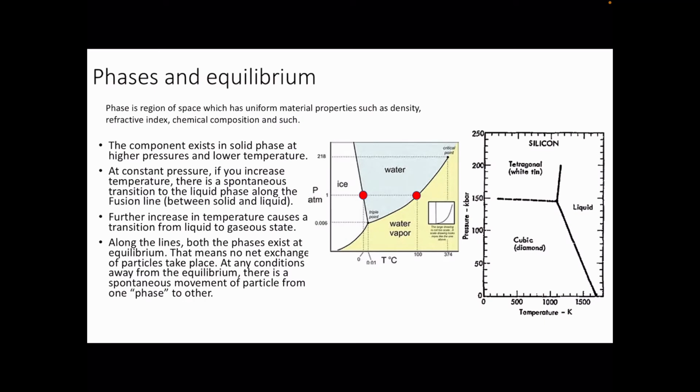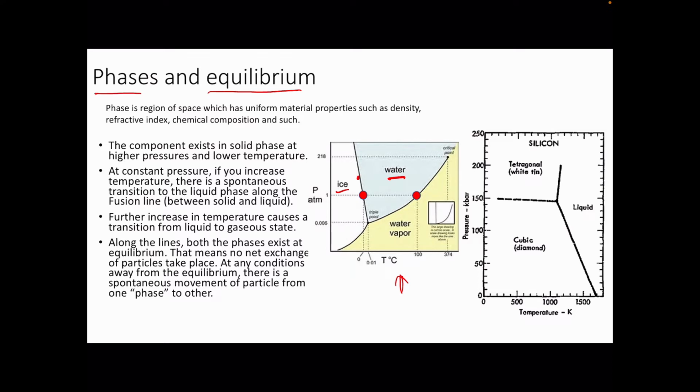Before we jump into the actual growth and such, one has to understand what phases are and what equilibrium is. This is something which is very important in crystals. A phase is a region which has uniform material properties. For instance, here we have a phase diagram of water. Water exists in three stable phases. One is ice, the solid, water that we call the liquid, and then the vapor. And at each pressure, there is a temperature at which the two phases stay at equilibrium.